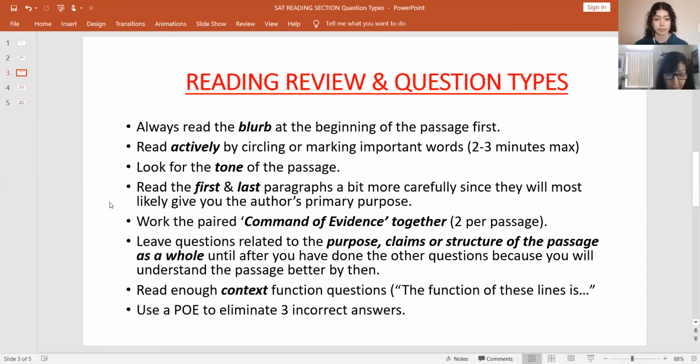There are command of evidence questions that we looked at briefly yesterday. Work the paired command of evidence together. There's about 2 per passage. So I will show you what those look like.